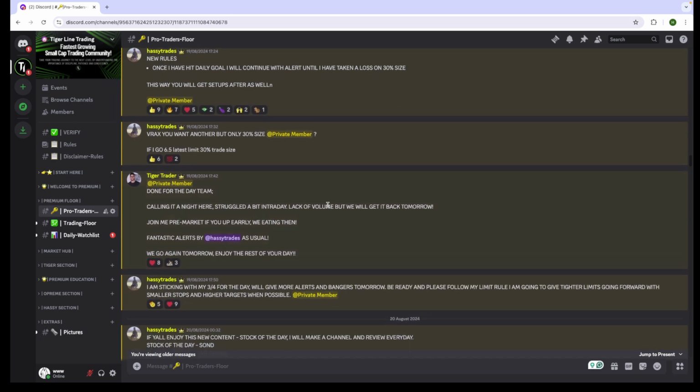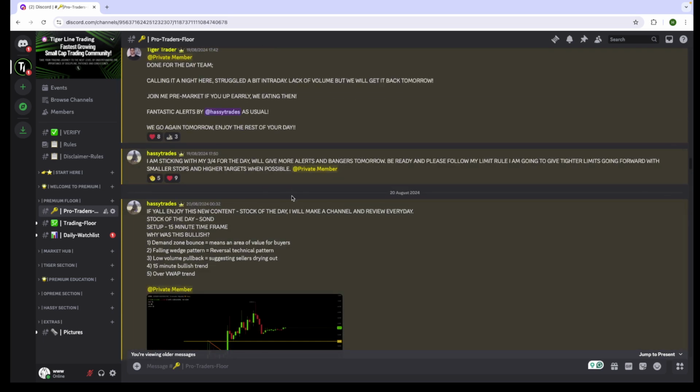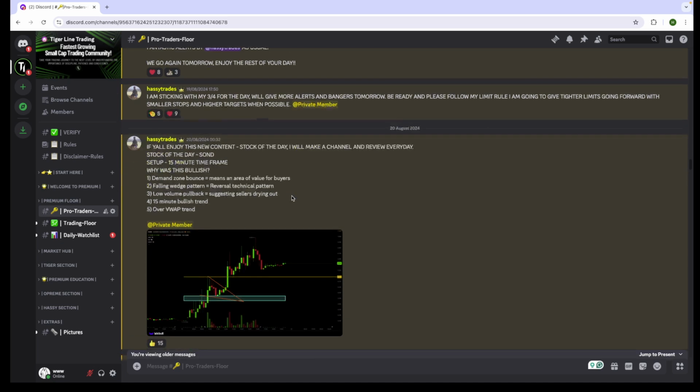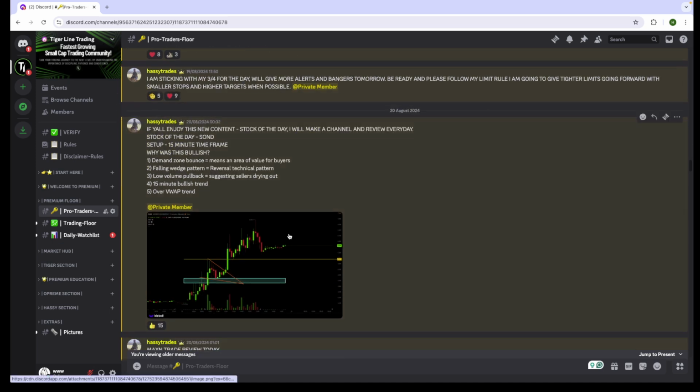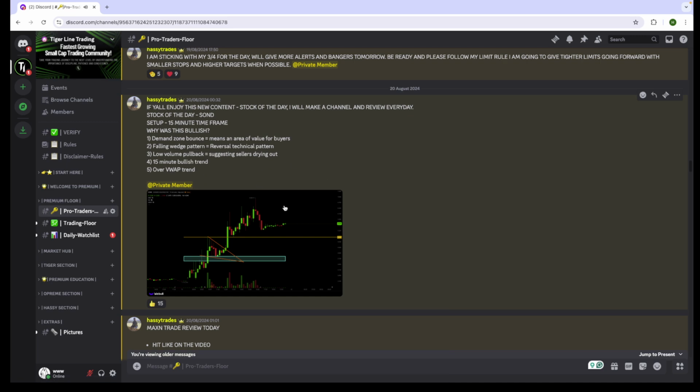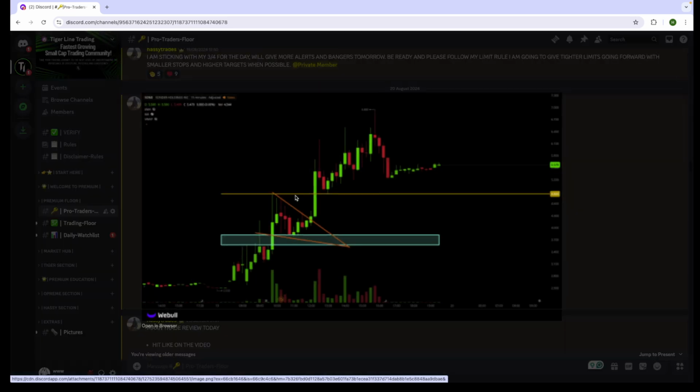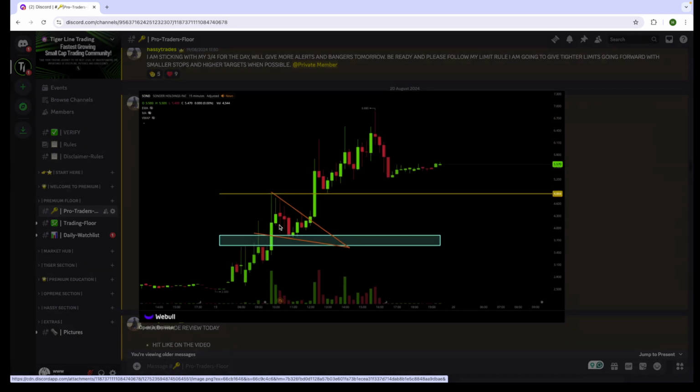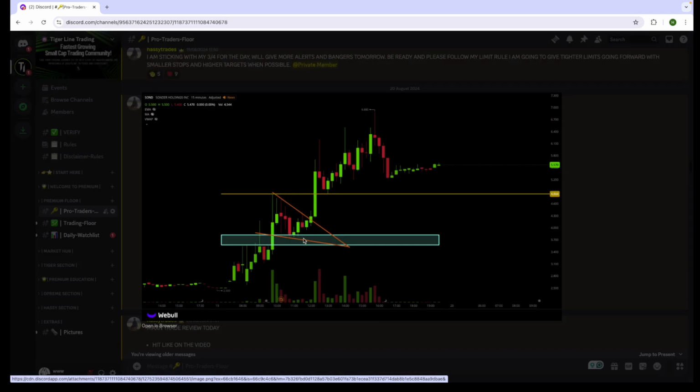Now, we're constantly updating everyone with these plays. You got another trade here. You got this demand zone. I'm showing what plays I'm getting into on a daily basis. Demand zone, falling wedge, trade of the day, SOND. This is another fantastic alert I gave. Look, falling wedge, demand zone. We got into this play, bang, hit 6.88.